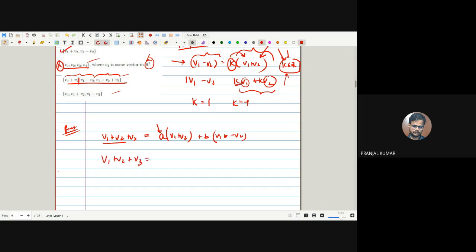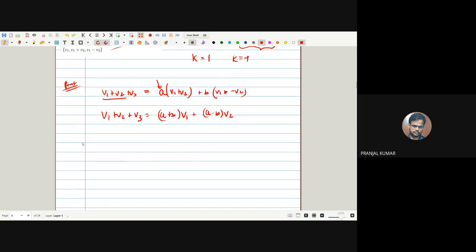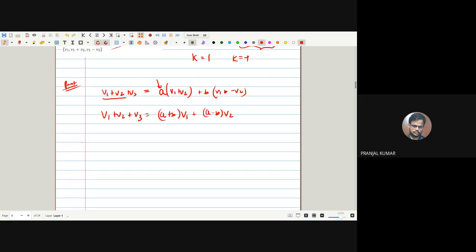So this will become A V1, I'm directly writing it. Just expand: A V1 plus A V2 plus B V1 minus B V2. So this becomes A plus B times V1 plus A minus B times V2, and there is no V3. Now you just need to equate. With V1 I have 1 here, so A plus B is 1. With V2 I have 1 here, so A minus B is 1. Now I just need to solve these two equations to find A and B.